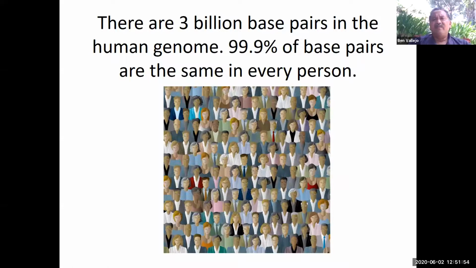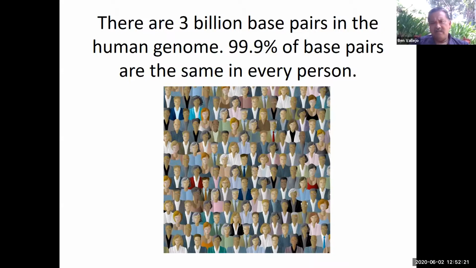Now, I don't usually have you memorize numbers, but here are some numbers to know. There are 3 billion base pairs in the human genome. Of those 3 billion base pairs, 99.9% are exactly the same. It's that 0.1% that makes everybody look different. Can you find anyone exactly the same here? There are 7.5 billion people on Earth, and no two are exactly the same.